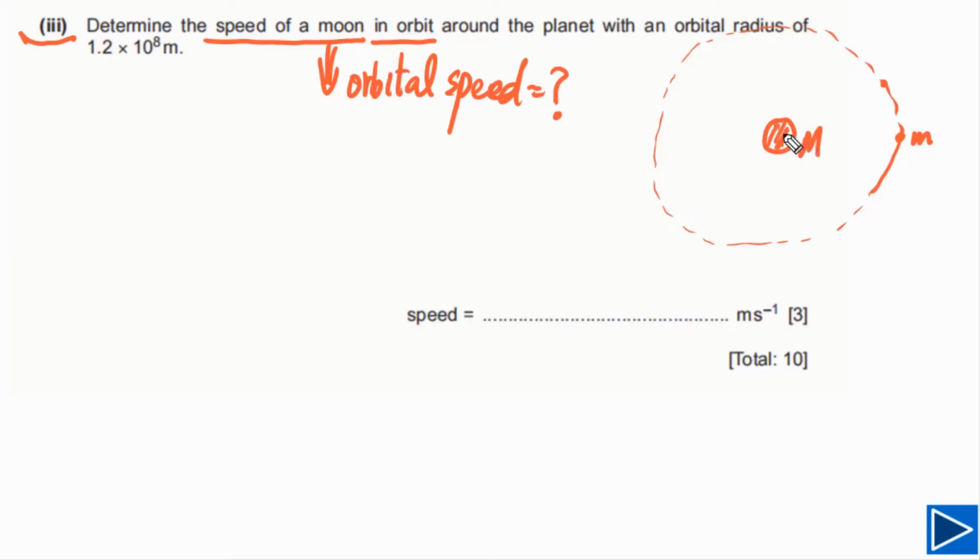But the orbital radius is given to us. It means the distance from the center of the planet to the center of the moon is given. And this one is the orbital radius. Let's say this is R.